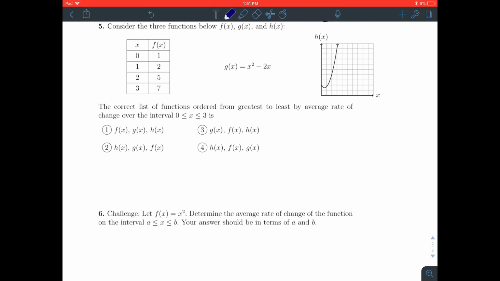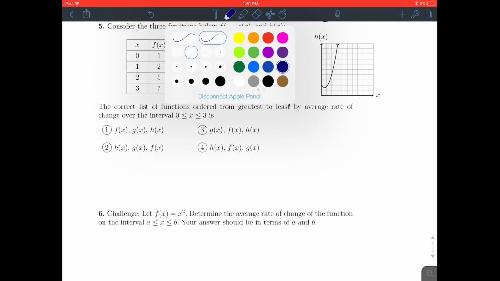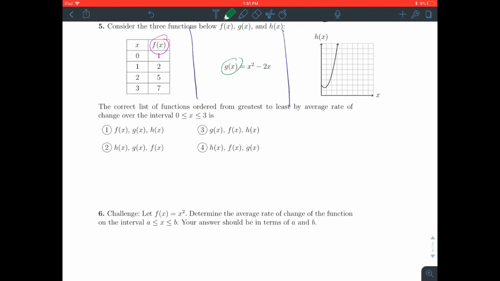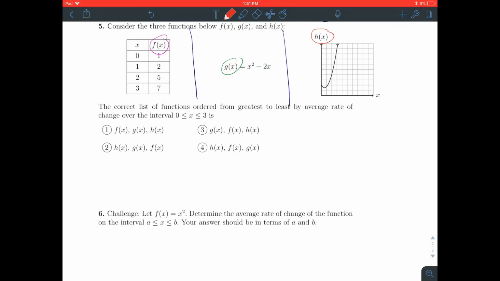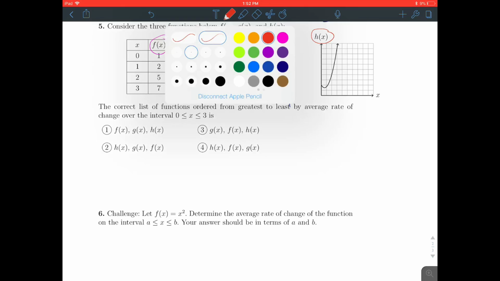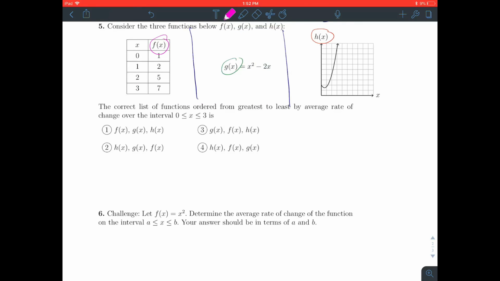Consider the 3 functions below, f of x, g of x, and h of x. So we have 3 different functions here. Okay, so I'm going to draw those barriers in. We've got this pink function, f of x. We've got this green function, g of x. And we've got this red function, h of x. So we're going to be comparing their rates of change. Let's start with the pink function.